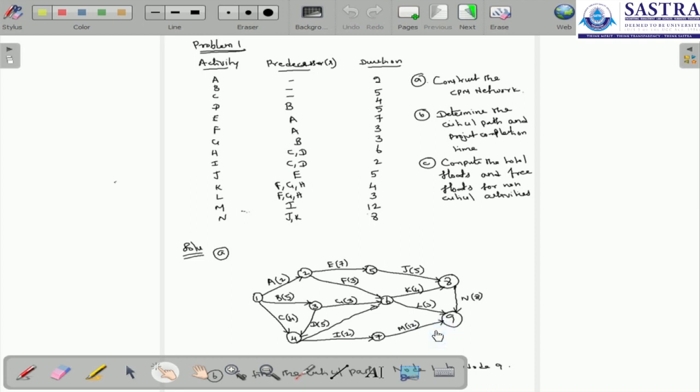This is the 9th node, and now the final activity is N. The predecessors of N are J and K. J ended at the 8th node, and K ended at the 8th node. So from the 8th node we draw one more activity to the 9th node. That is N, and the duration is 8. So this is the whole network; we are first constructing the network here.